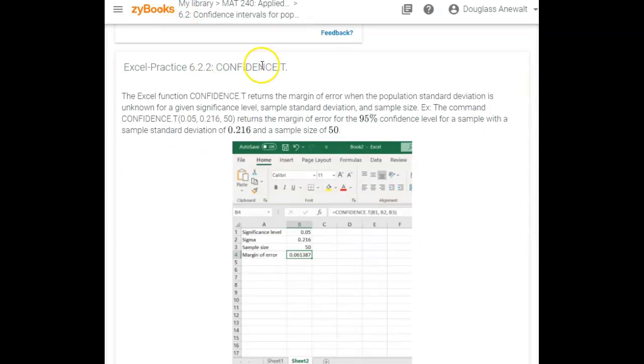In the book, you can see the formula we're going to be using to find the margin of error and to build our confidence interval. And the information we need is our significance level. It has to be 0.05. That's what you use with the 95% confidence level. And then your sample standard deviation, and then your sample size. So the 3 pieces of information you have to enter into the formula.